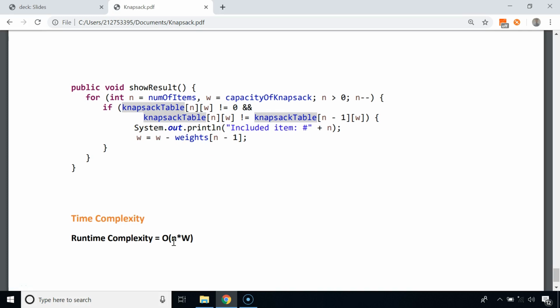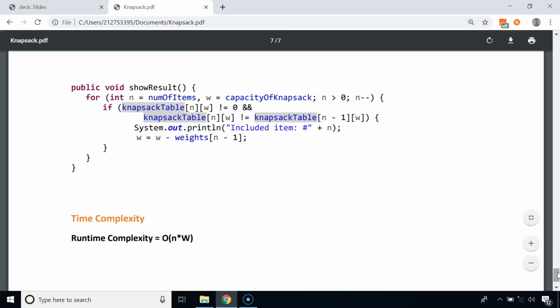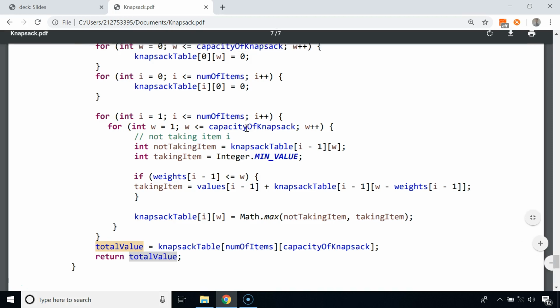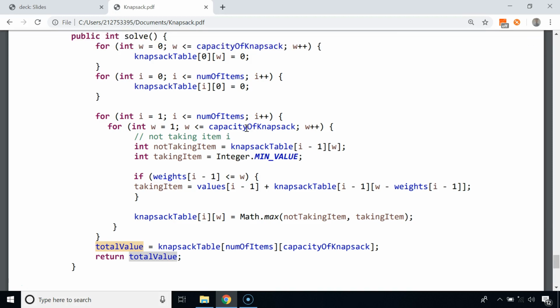Now the runtime complexity of this implementation of the 0-1 knapsack problem will be equal to big O of n times w, where n is the number of items and w is the capacity of the knapsack, because in the solve method we have a nested loop where the outer loop is bounded by the number of items and the inner loop is bounded by the capacity of the knapsack. That's why the runtime complexity of this implementation of the 0-1 knapsack problem will be big O of n times w, where n is the number of items and w is the capacity of the knapsack.